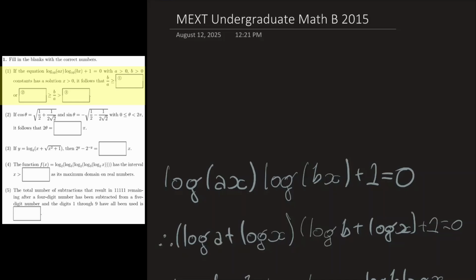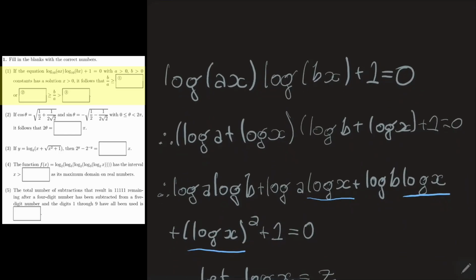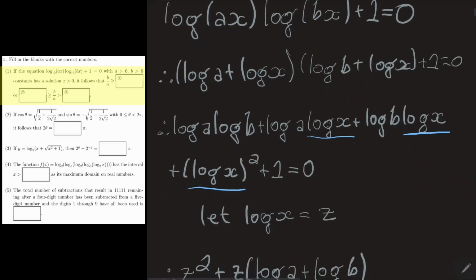Also, I'm not writing it in my notes here just to save time and space, but all of these logs are in base 10, as the question gives. So to start, what we can do is use the log addition rule to split log a of x into log a plus log x. And we can do the same thing with log b of x. And so now we have these two logs multiplied together. And so then we can multiply all this out.